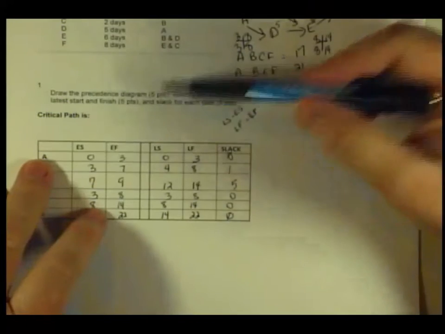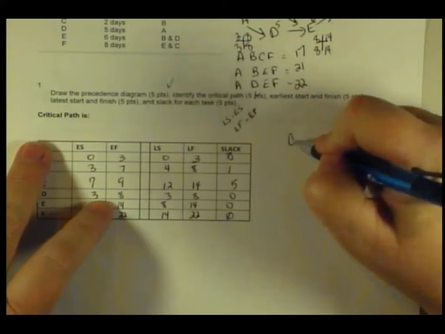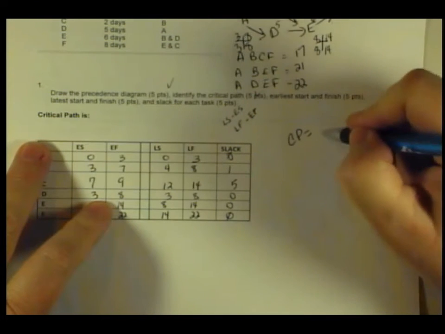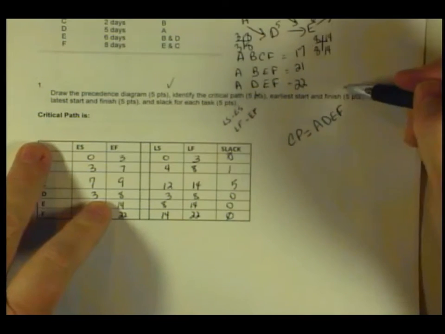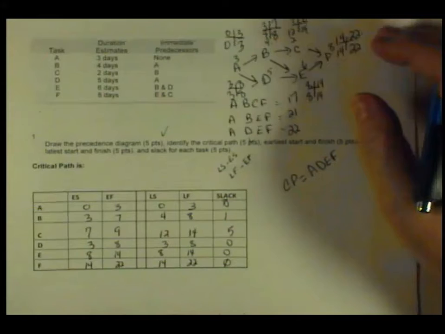So I have now drawn the precedence diagram. I identified the critical path. So what I'm going to do is just make it very clear. My critical path is A, D, E, F. Okay. I've done my earliest start and earliest finish, and I've identified my slack time. So we're good to go on that one.